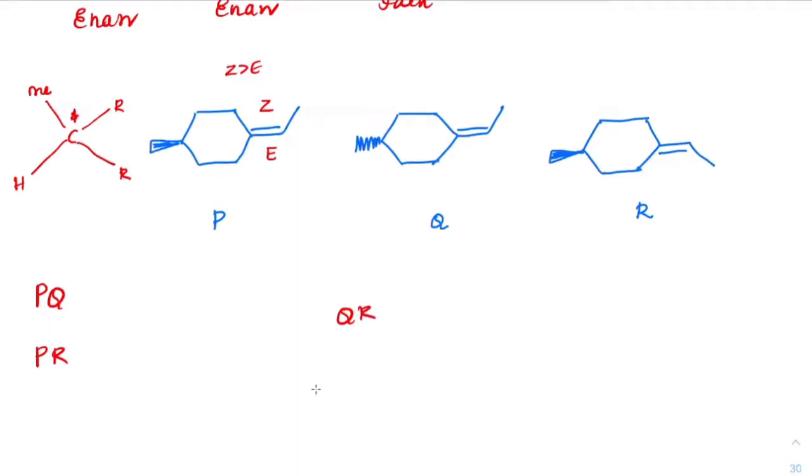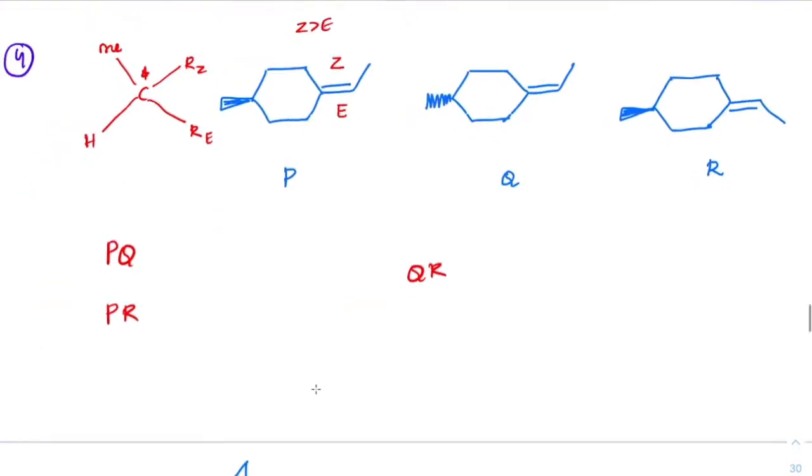Now, the only differentiating factor which I'm seeing: if I go from this end, I will get a Z isomer. If I go from this end, I will get an E isomer. So this is Z and this is E. Same alkyl group, like sp3 carbon also you can say. In that case, they have a different rotation. So this will also show chirality. So now tell me what is the answer.